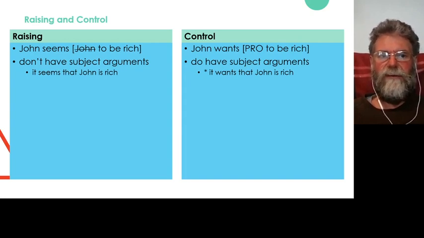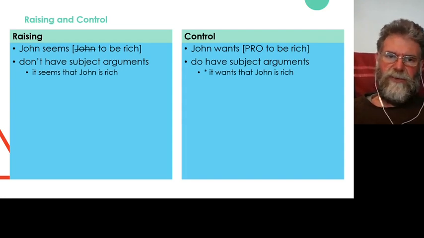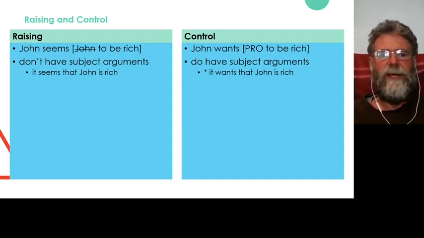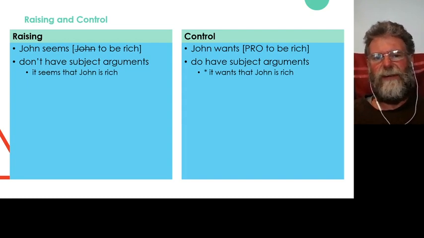So because raising verbs don't have their own subjects, they can have meaningless subjects. The same isn't true, however, of control predicates. Control predicates have their own subjects and therefore they can't take meaningless subjects. So it seems that John is rich is fine, but it wants that John is rich is not.